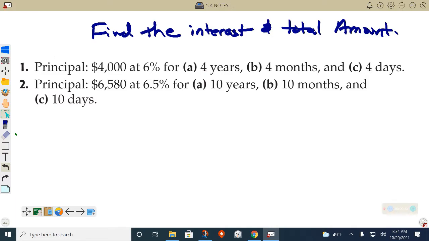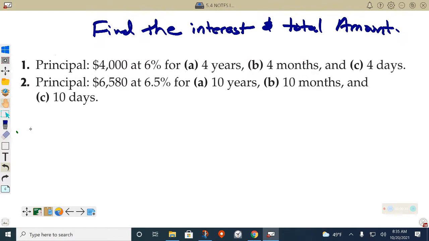The principal is $6,580. You leave it in an account for 10 years, 10 months, and 10 days. How much money will you have total at this place? Get your whole life in front of you. Not playing games.